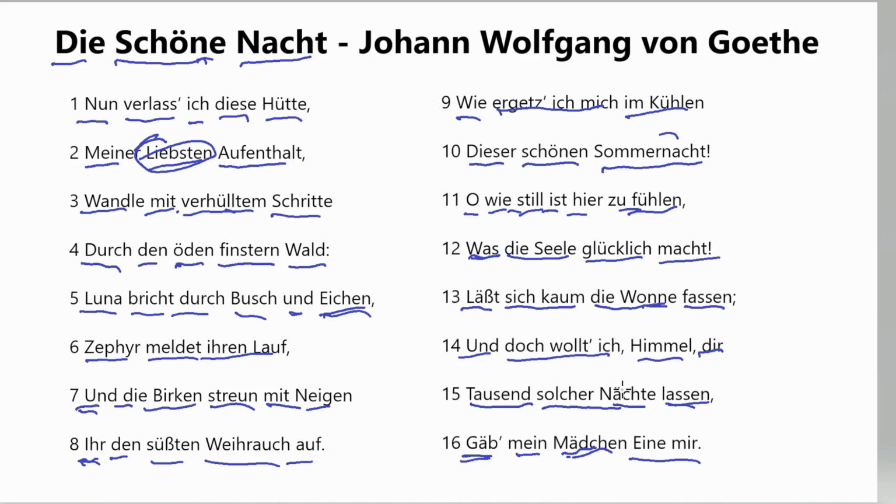So basically he's saying that, at least the way I see it, although the night is so beautiful with the weather and everything, he wants to spend it with the girl, and that's his biggest wish, and he's willing to trade thousands of these beautiful nights in the wilderness or in nature to have one night with the girl that he's in love with.